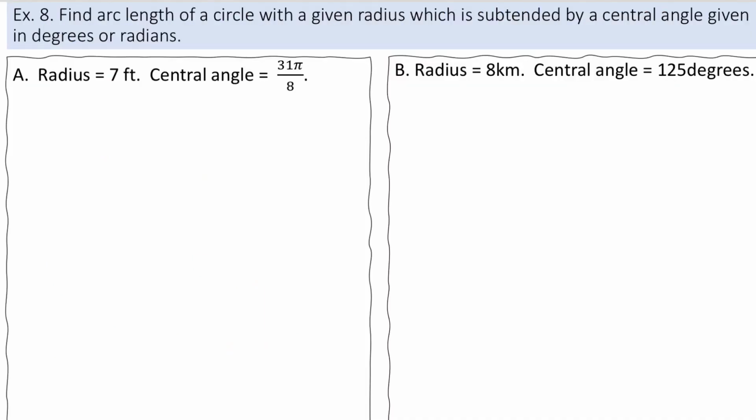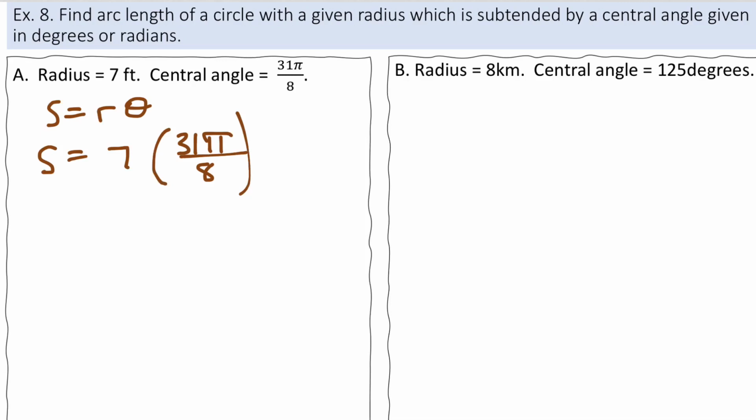So here's an example. We're going to find the arc length of a circle with a given radius. So here's my radius, which is subtended by a central angle either given in degrees or radians. So my first example is given in radians, so I don't have to convert my angle to radians. So my formula, S equals R theta. So S is equal to 7 feet times my angle in radians, which is 31 pi over 8.